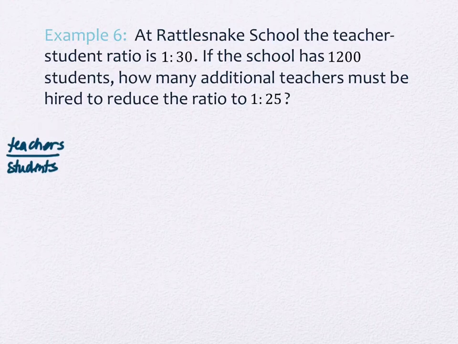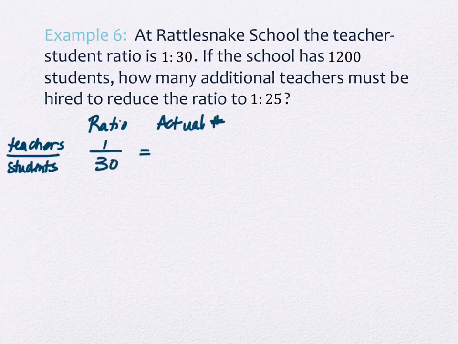And the other thing that's being compared feels a little bit funny to write down, but it's the general ratio compared to the actual numbers or people, something like that. Right? They tell you that the ratio of teachers to students is 1 to 30, but they also tell you that there's 1,200 students. Does that make sense?